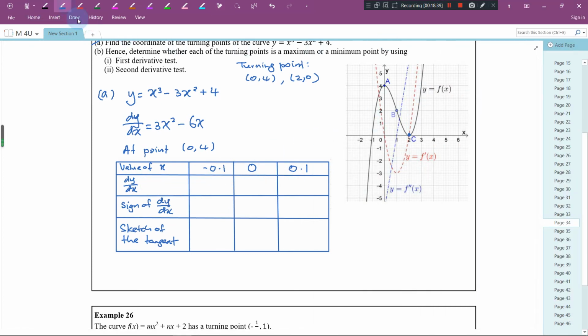Let me write down the values. This is 0.63, this is 0, and this is negative 0.57. So positive, 0, negative. Positive, the gradient goes upward like this. 0, the gradient is horizontal. Negative, the gradient goes downward. From here, we know that this (0, 4) is a maximum point, right? Maximum point.